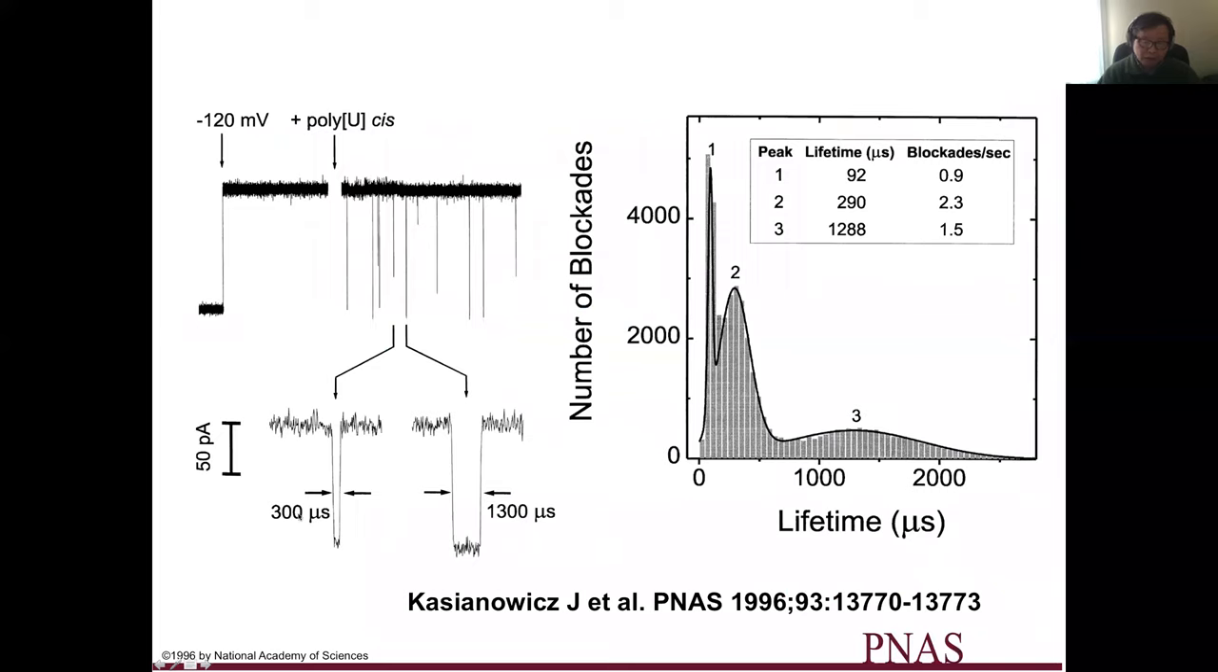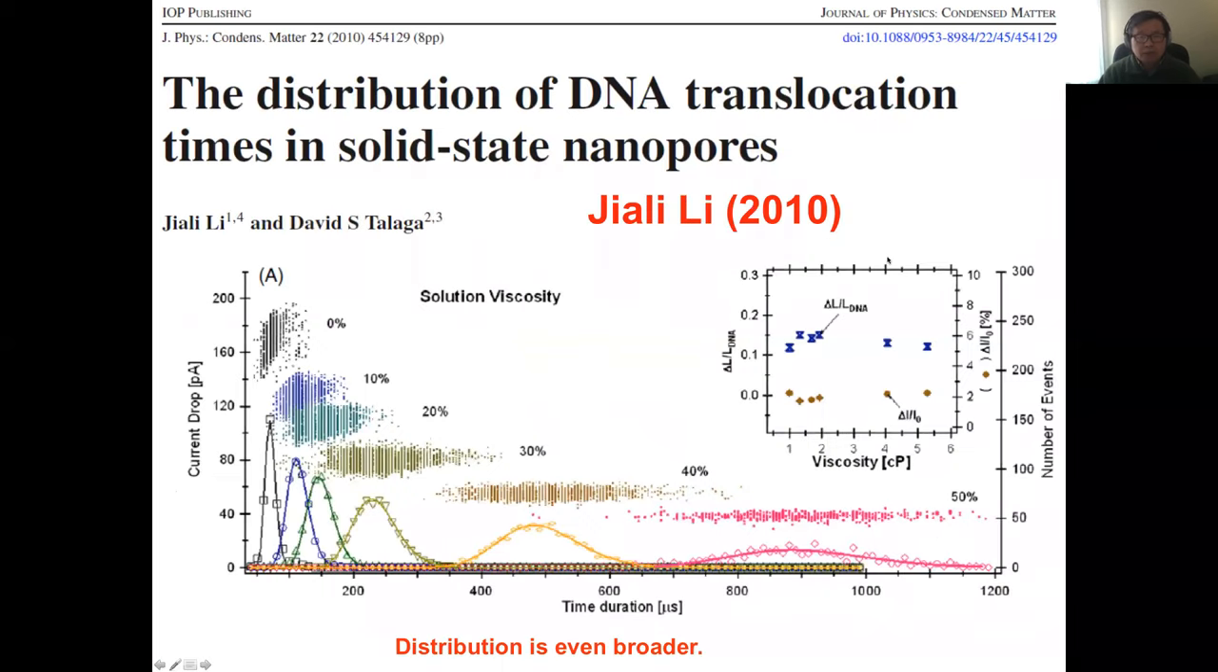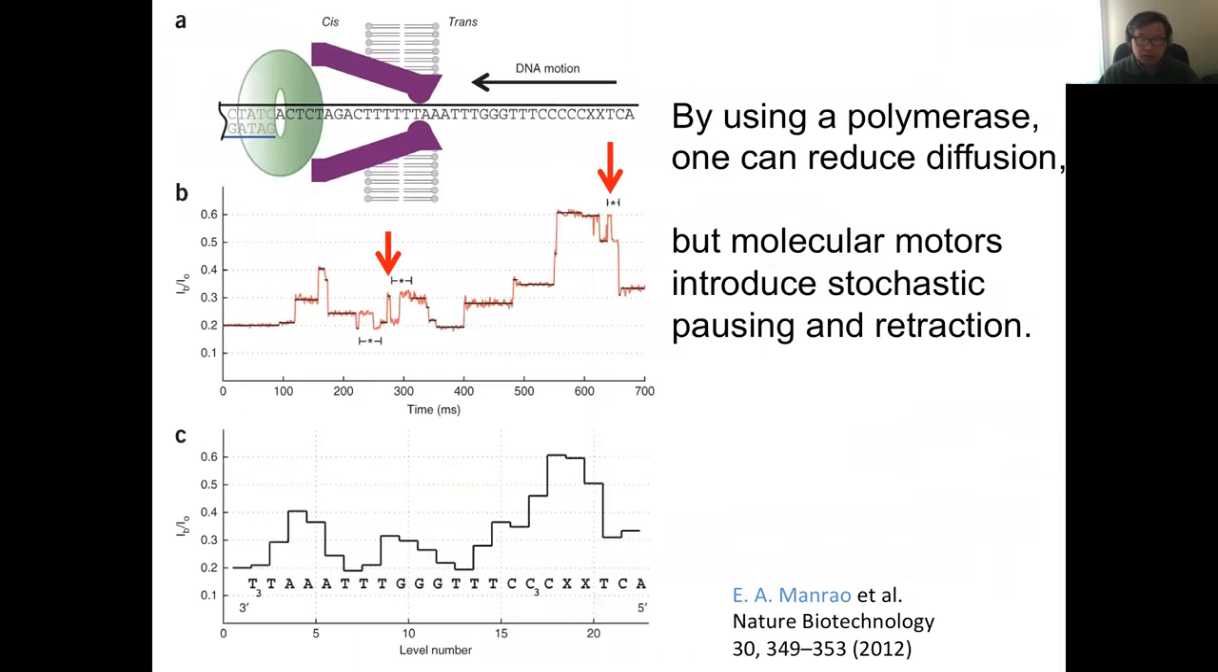And then, for example, if you look at the RNA translocation time, you get a very broad distribution here, okay? This distribution of DNA translocation time was a big issue in the field and was carefully looked at by Zhao Li and the co-workers. And this is beautiful data taken by Zhao Li using solid-state nanopores, okay, which shows a very similar broadening of the translocation time.